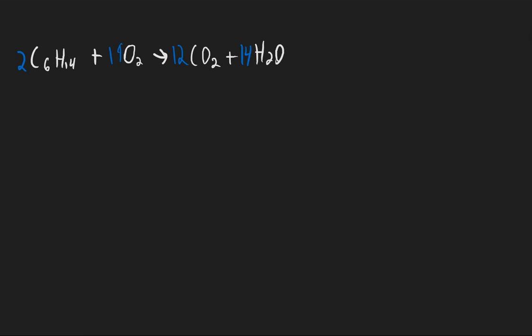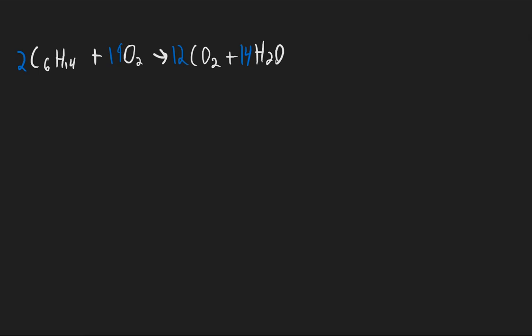Alright, so what we have over here is our balanced equation for the combustion of hexane. If you want to see how we balance this equation, there should be a video on that on our channel that we posted before. What this balanced equation allows us to do is figure out, given a certain amount of reactant, how much product we get.